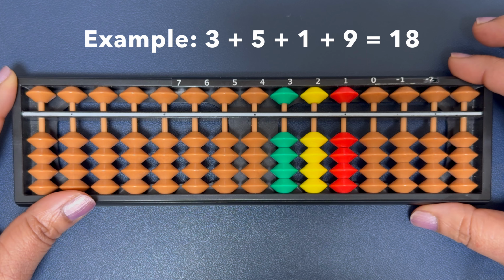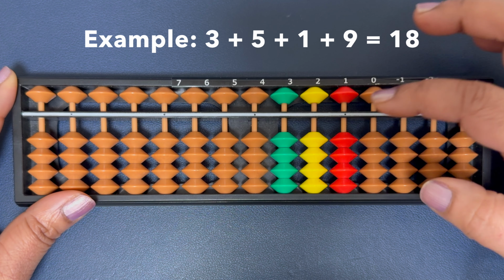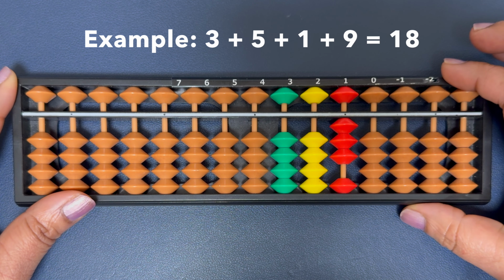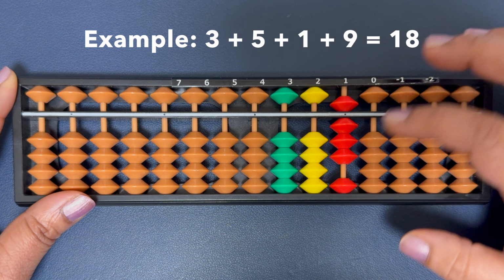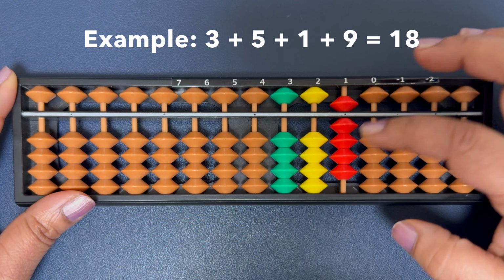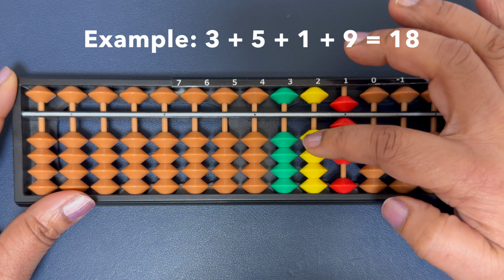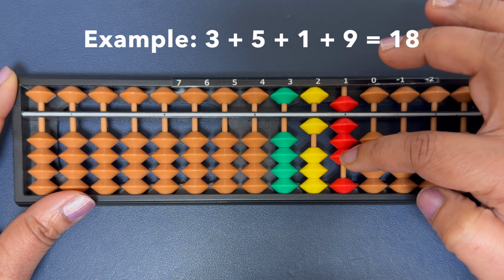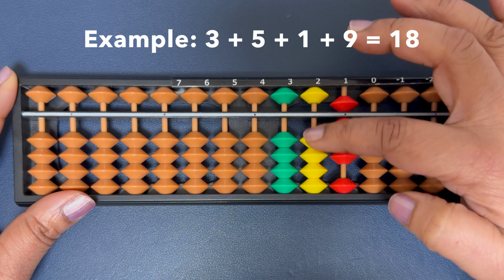Now 3 plus 5 plus 1 plus 9. For 3, add 3, 1, 2, 3, add 5, plus 1. For 9, take 1, add 10. 10, 15, 16, 17, 18. Answer is 18.